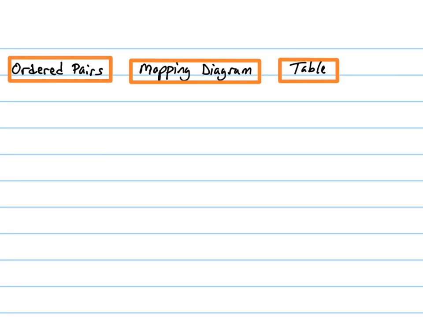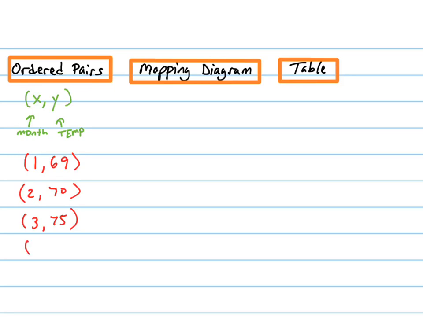We know ordered pairs, we're representing them as X and Y coordinates. But for this case, we're going to let X be our months, and Y is going to be our temps. And we're going to represent the months as their numerical values. So January being 1, February, March, and so on. So here we know in January, the temperature is 69 degrees. In February, it's 70. In March, it is 75. And then in April, it is 78. So here we have the representation as ordered pairs.